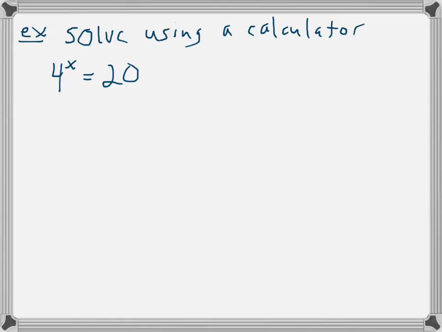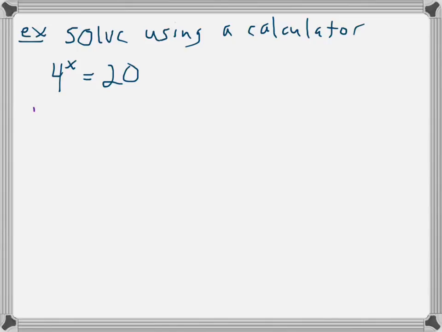Well, we know 4 to the second power is 16. 4 to the third power is, you guys were supposed to answer that. 4 to the third power is, good, somebody got it, 64. So I'm pretty sure my answer should be somewhere between 2 and 3, and probably way closer to 2, since 20 is way closer to 16 than it is to 64.